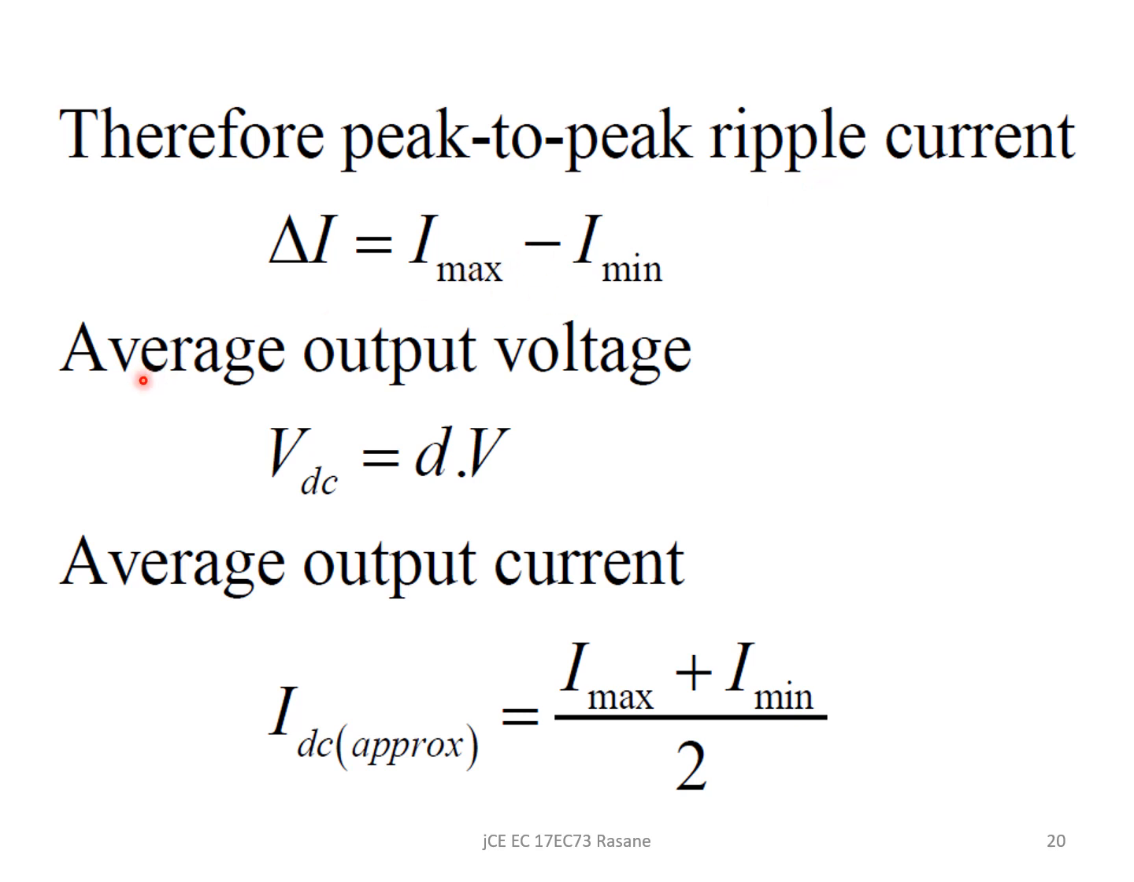Similarly, we have already evaluated for a step down the output voltage. This is equal to the duty cycle into the input voltage. And the average output current can be evaluated by, it is an approximate value, I max plus I minimum divided by 2. Just take the average of the two extreme currents, that is I max and I minimum. You should be getting the average output.